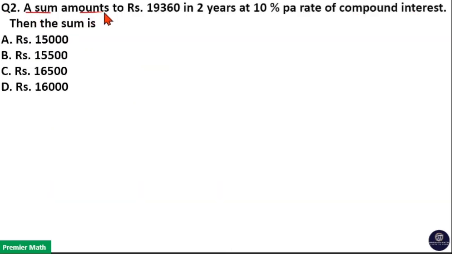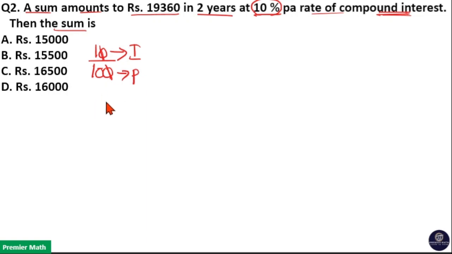A sum amounts to rupees 19,360 in 2 years at 10% per annum rate of compound interest. Then sum is, here it is compound interest and rate of interest is 10% per annum. 10% means 10 by 100, that is 1 by 10. That means here 1 unit is the interest out of this 10 unit principal. Now, if I take the ratio between principal and amount, here principal is 10 unit and amount is principal plus interest, that is 10 plus 1, 11 unit.